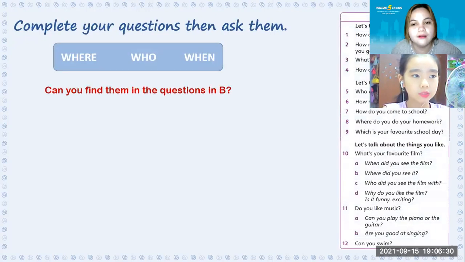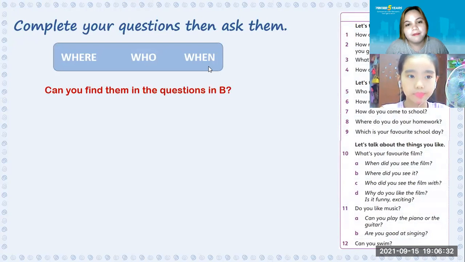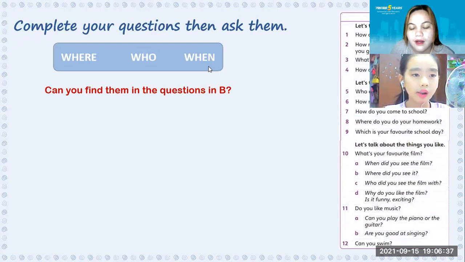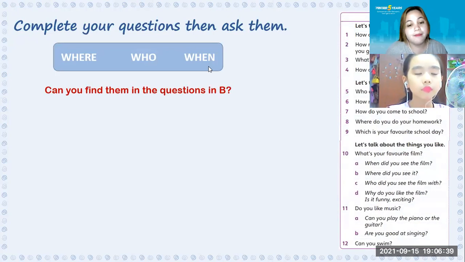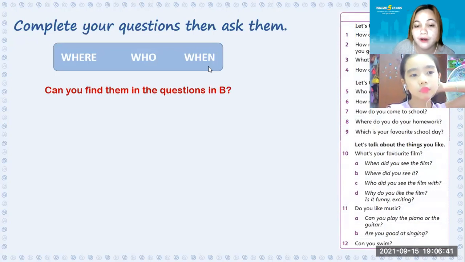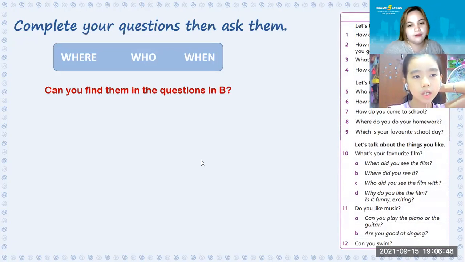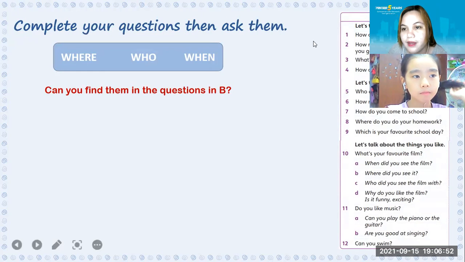Okay, so now Kiko, let's answer this activity. Complete your questions, then ask them. All right, so these words are examples of words that you use when you're asking a question, okay? There's where, who, and when. Now Kiko, can you find these words here in question B? This is question B, the list of questions here. Can you see the words where, who, and when? And you encircle it if you find them.